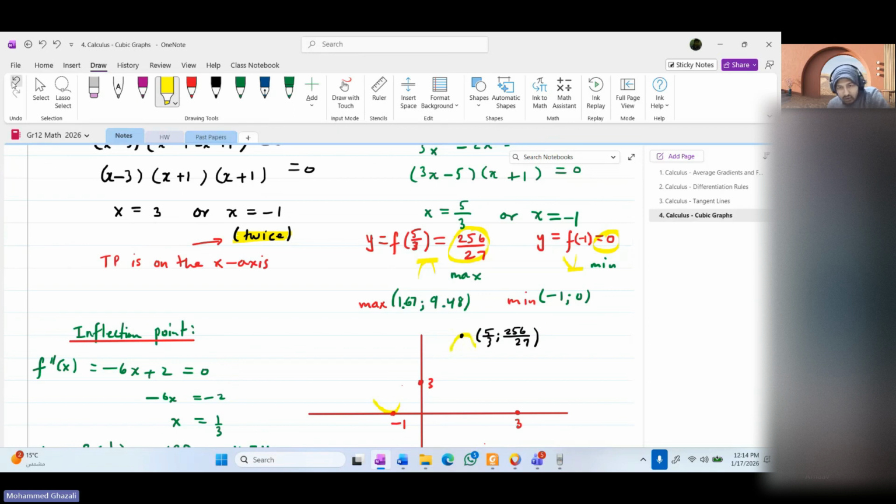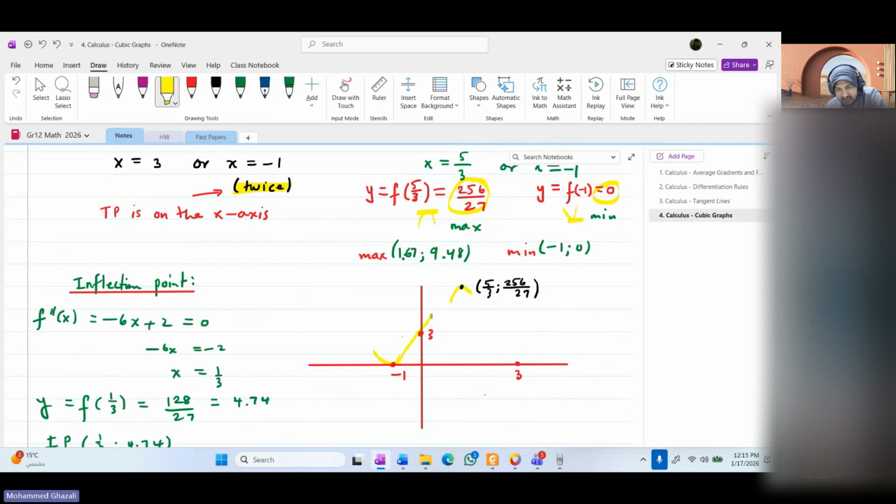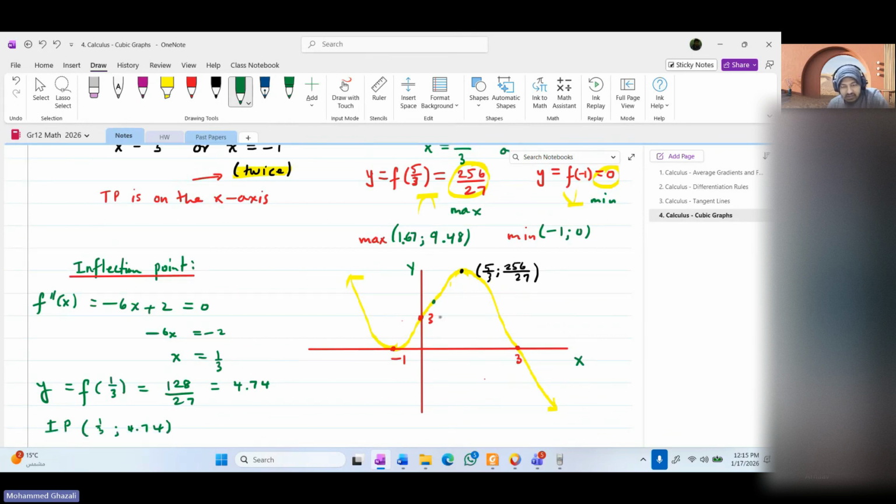Now, if you try to join all the important points, you'll find that you don't have an option. You've got to join it like this. Don't join it in a straight line. It's like what I'm doing. And that's my cubic function. Now I've got all the important points: that's -1 and 0, that's the x-axis, that's the y-axis. Where's my inflection point? It's clearly somewhere around here, which is 1/3 and 4.74. So everything works out perfectly.